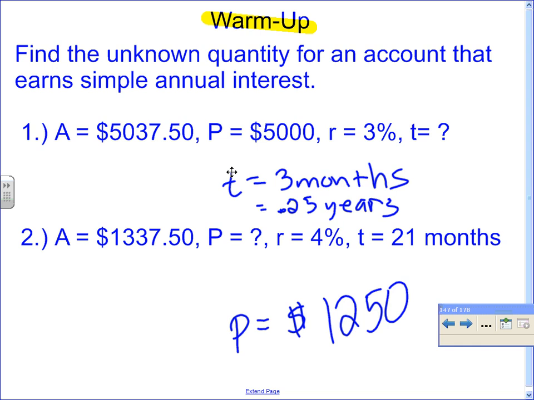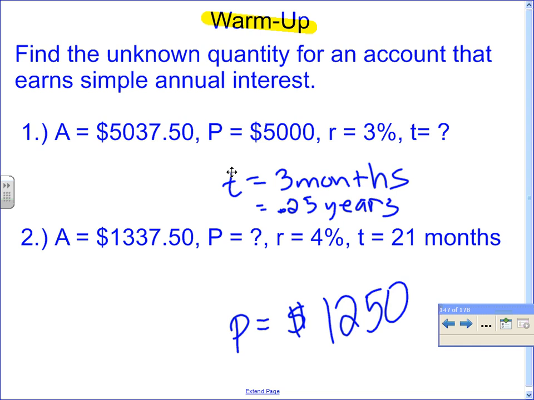Number 1 wrong? Okay, let me just read the setup to see if that helps. If not, I'll do it on the board. So $5,037.50 equals 5,000 in parentheses 1 plus 0.03t. Do you have that? Okay. Distribute the 5,000 through. So now your right-hand side is 5,000 plus 150t, and then subtract 5,000 from both sides. So you get $37.50 equals 150t. Okay, divide by 150.